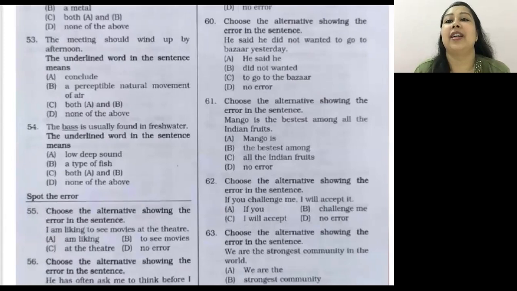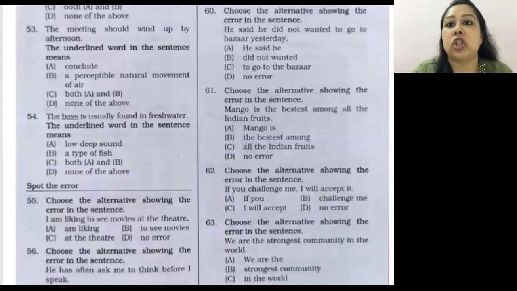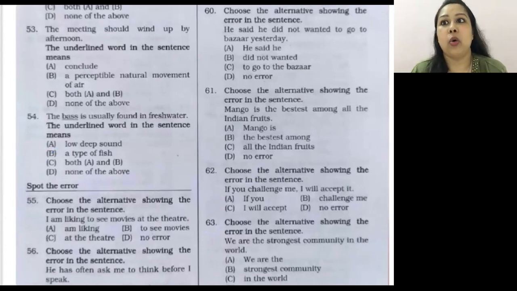Proceeding further, important. The vase is usually found in fresh water. This is one kind of fish. Correct. Very good, very good. So we are done with homophones and homonyms.